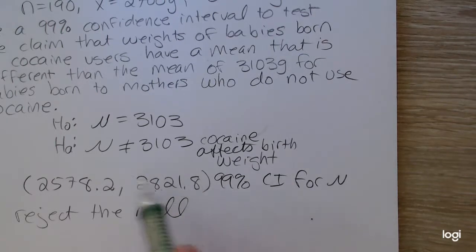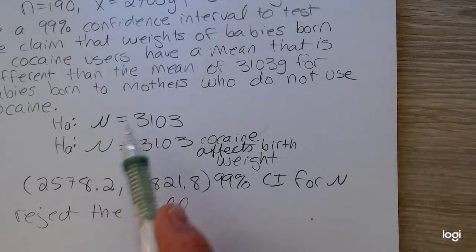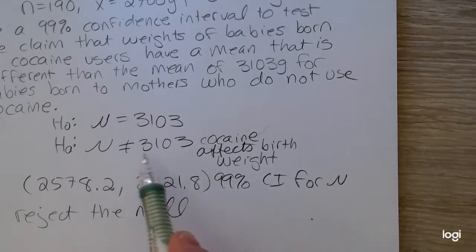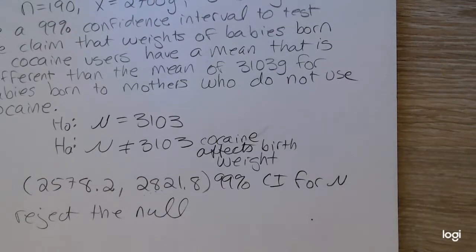So again, your confidence interval will help you decide whether you're going to reject or fail to reject the null. You need to look at your interval and see, what does it blanket? Does it blanket the null statement, or does it blanket the alternative statement? This one clearly supports the alternative in this particular problem.